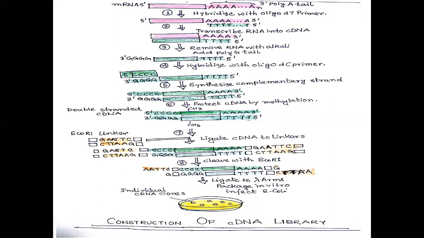Initially, as we all know, eukaryotic mRNA has some special characteristics. Among them, one is that its 3' end contains a poly A tail. According to Watson-Crick base pairing, adenosines always form hydrogen bonds with thymidines. So if we use an oligo dT primer, this can be helpful to trap the mRNA from eukaryotic cells. So all the mRNAs can be trapped using an oligo dT primer.